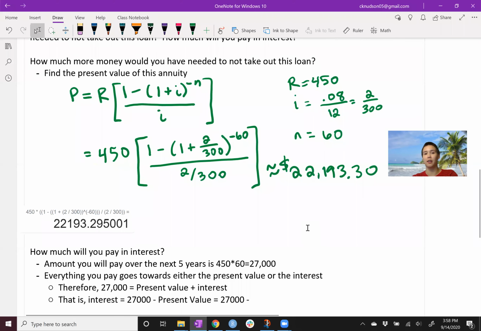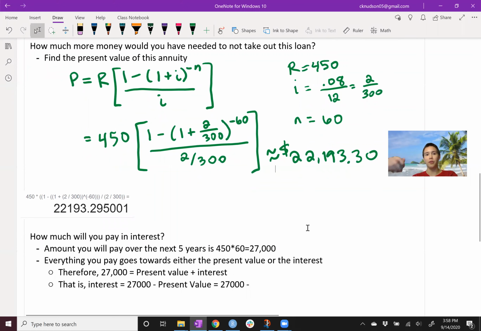And if we think about it, when you pay money every month, it's going to one of two things. It could be going towards the present value of the annuity, or in other words, it's going towards the car, or it's going towards the interest. That's the only two places that your money is going every month. So if we just take the present value and add it to the interest that you'll pay, that will equal the total amount that you're paying.